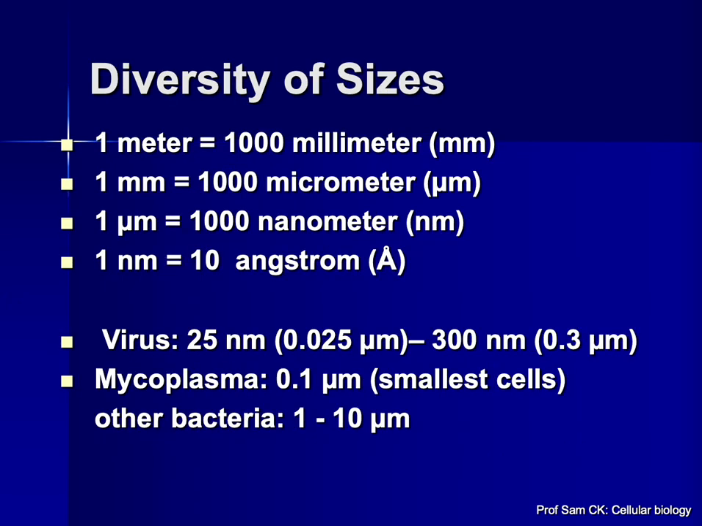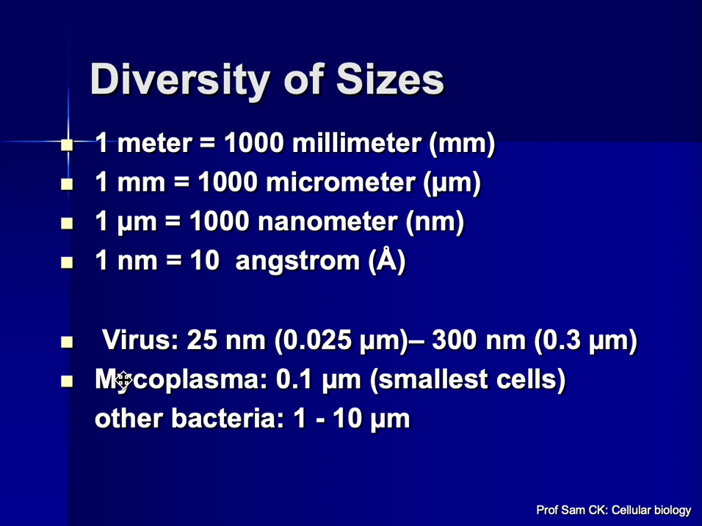When you study cells, you also need to understand the units, or the diversity of sizes. The smallest would be 1 nanometer, equivalent to 10 angstrom, this symbol over here, and 1 angstrom is equivalent to the diameter of a hydrogen atom. Then 1 micrometer or 1 micron is equivalent to 1000 nanometer, 1 millimeter is equivalent to 1000 micrometer, and 1 meter is equivalent to 1000 millimeter. As I mentioned before, the smallest virus would be 25 nanometer and can go up to 300 nanometer.